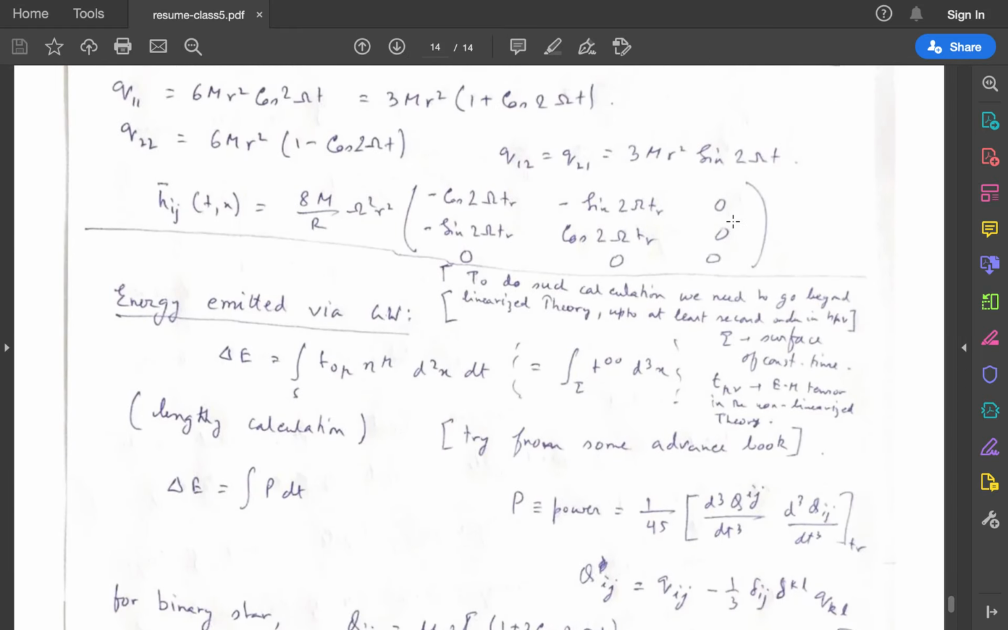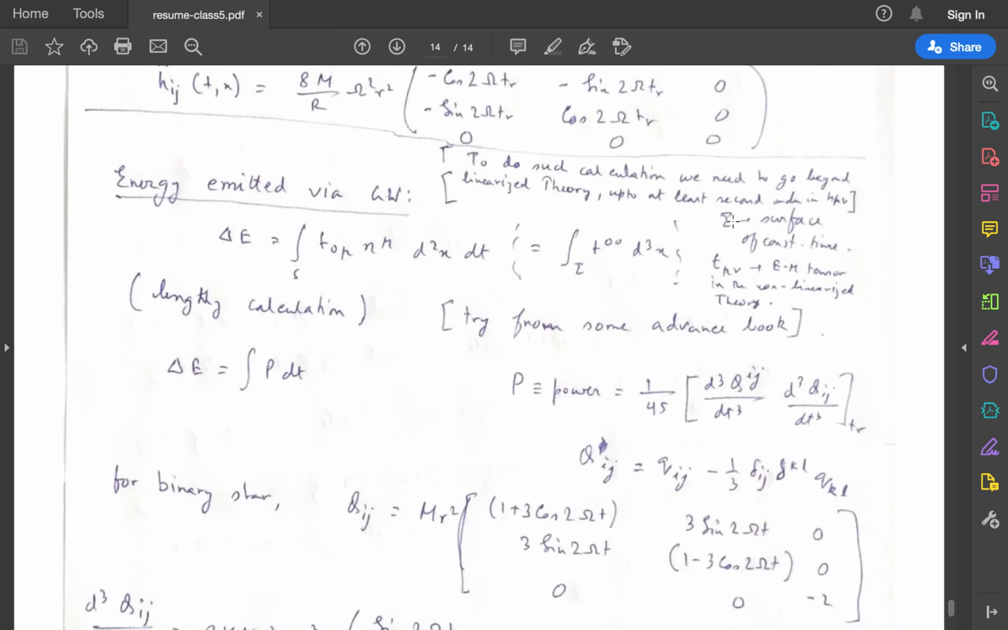That energy loss is what I denote by the energy emitted via gravitational wave. However, to be precise, to do such a calculation, linearized theory fails here, because to calculate the energy emitted by a gravitational wave, we have to take at least up to second order terms in h mu nu. We cannot do it with linear theory, because for linear theory we assumed T mu nu doesn't depend on h mu nu.